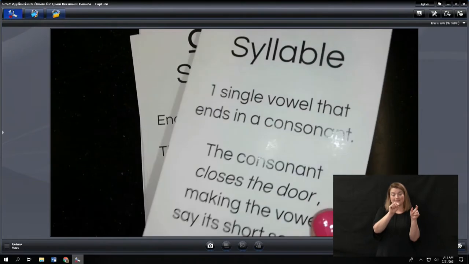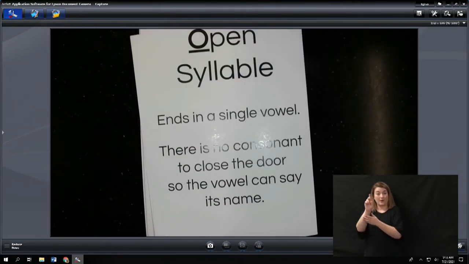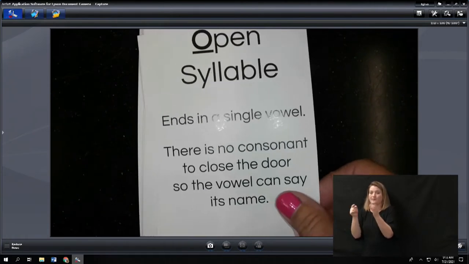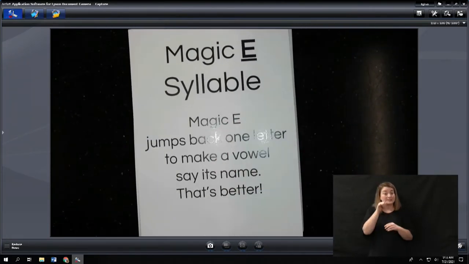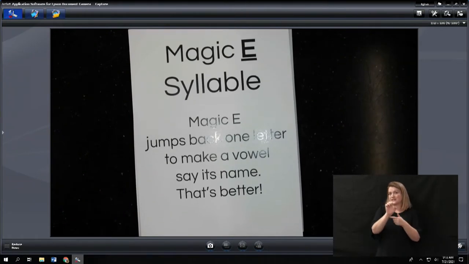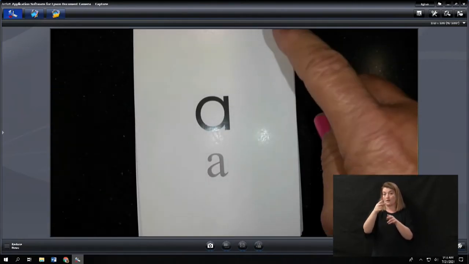Its sound. An open syllable. It ends in a vowel. And what is the vowel going to say? Its name. Good. We learned yesterday about the magic E syllable. And what does the magic E do? It jumps back one letter to make a vowel say its name. All right, two sounds, go.